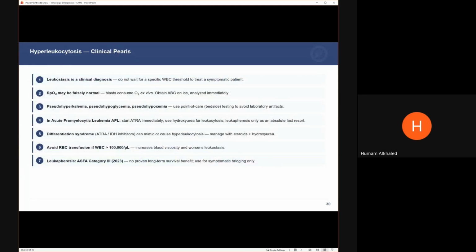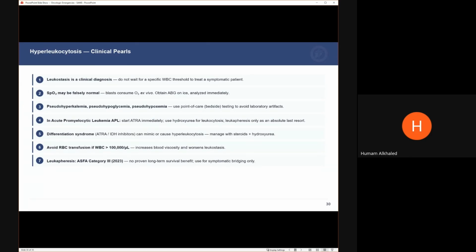Some of the clinical pearls to talk about in hyperleukocytosis: leukostasis is a clinical diagnosis, it's not based on the white blood cell count. The SpO2 may be falsely normal. Again, you want to pay close attention to it. This is a controversial topic between providers. Pseudohyperkalemia, hypoglycemia, and pseudohypoxemia are real. So be careful of the numbers that you're looking at on your screen.